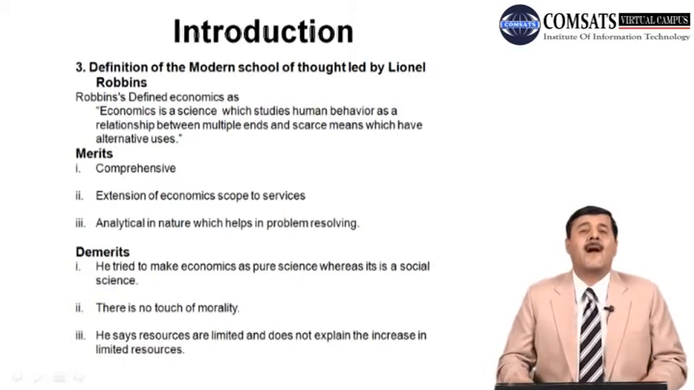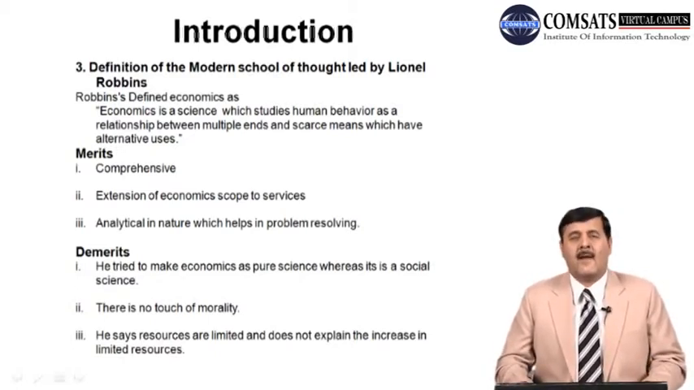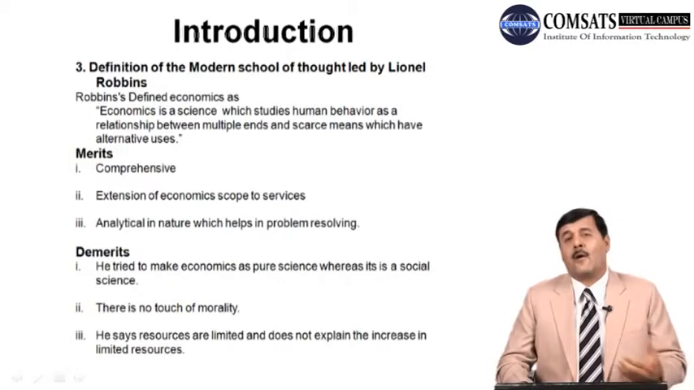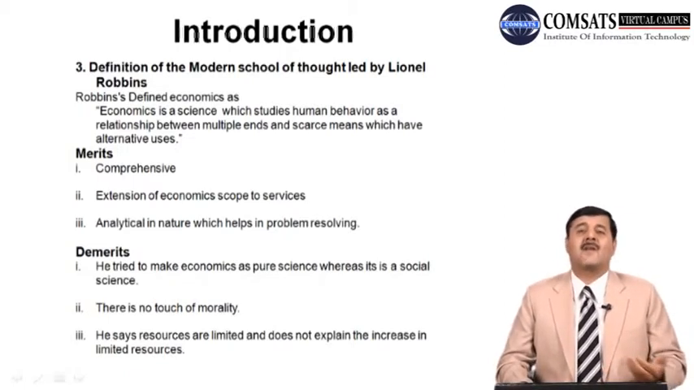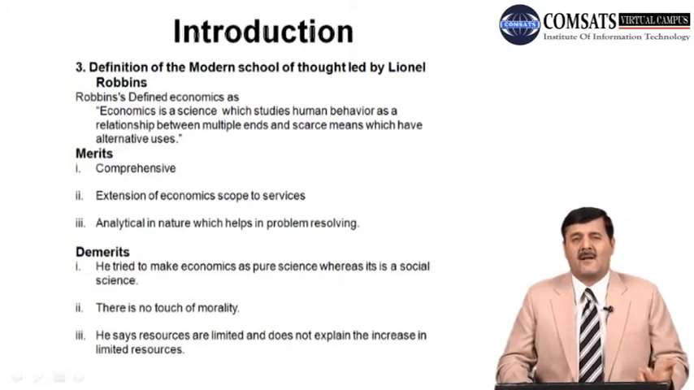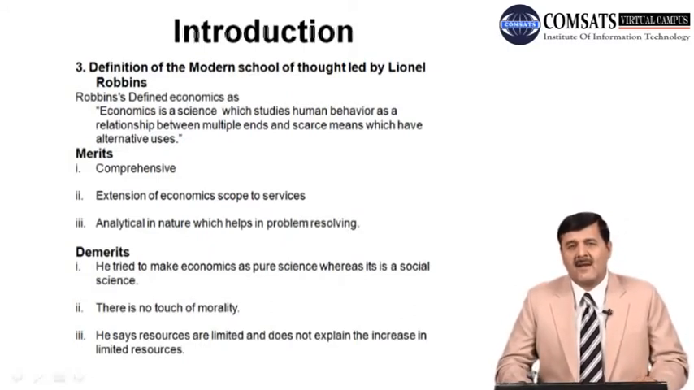तो इन्होंने ये कहा कि इकोनॉमिक्स एक ऐसी साइंस है जो कि ह्यूमन बिहेवियर को स्टडी करती है as a relationship between multiple desires, multiple ends और scarce resources को, और वो ऐसे रिसोर्सेज जिनके मल्टीपल यूजेस होते हैं, अल्टरनेटिव यूजेस होते हैं. तो this is the definition given by Robbins and his followers.